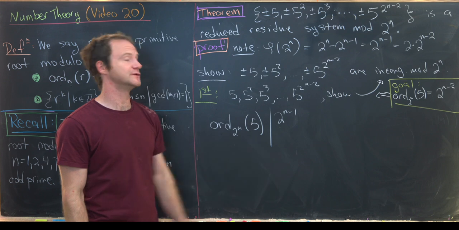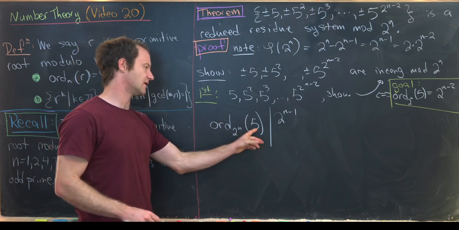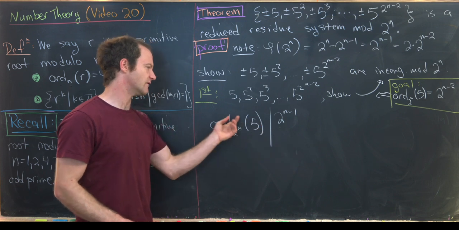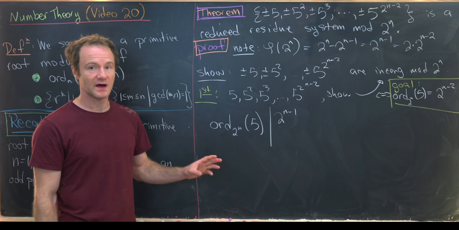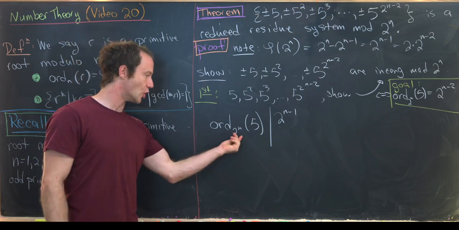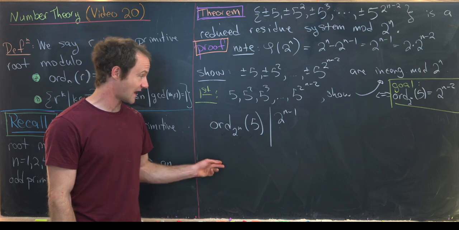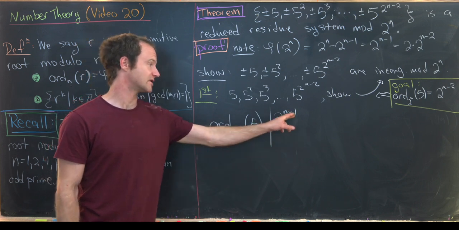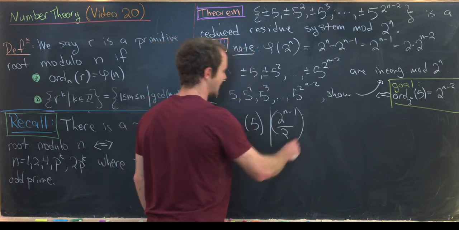Well, that's phi of 2 to the n. That's because the order of an element always divides phi of whatever we're working mod. So that follows from this. But we also know that there's no primitive root mod 2 to the n. So in fact, the order is not guaranteed to only divide this, but it will also divide this divided by 2.